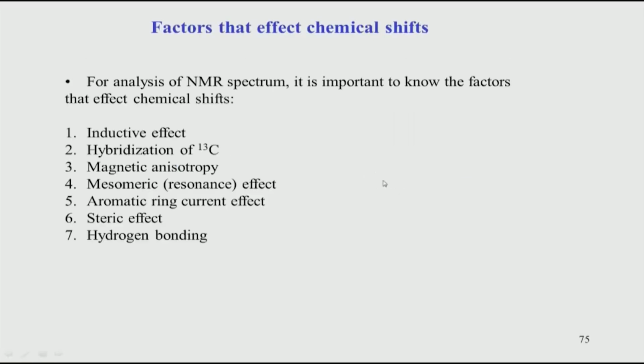Now the question arises: what determines these values? How do you decide that a particular hydrogen atom will come in the downfield region, upfield region and so on? There are a variety of factors which affect or influence the chemical shifts, and some of the major ones are listed here. We will go through these effects one by one. The most important effect is the inductive effect, followed by hybridization and so on. So, let us start from the inductive effect. How does that influence the chemical shift value?